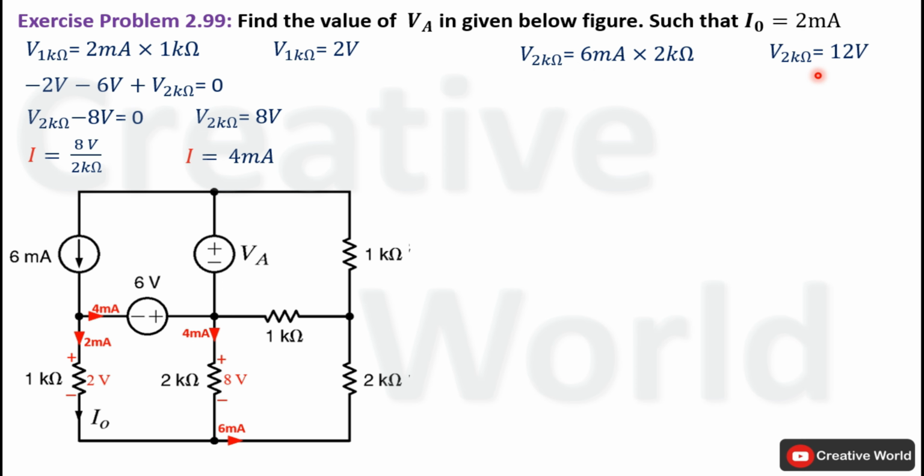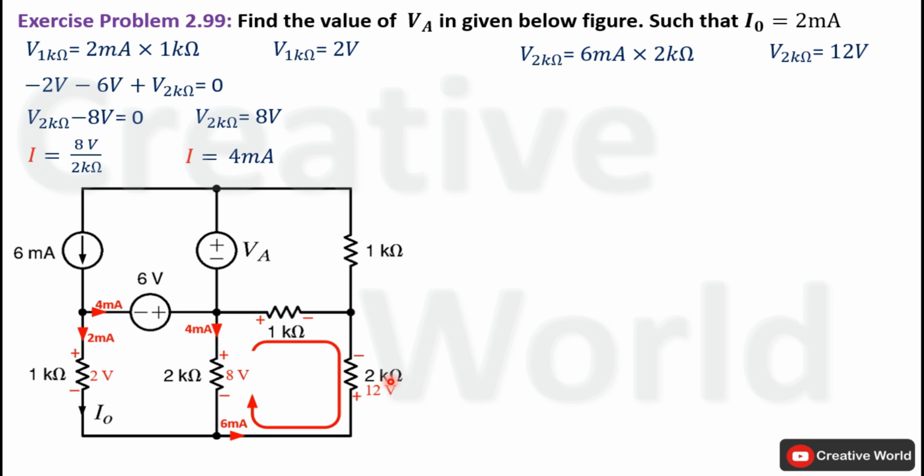Product of 6 milliampere and 2 kilo ohm will become 12 volt, and the polarity of this 12 volt will be positive terminal here and negative terminal here because current is entering from this terminal. Modify the network by indicating voltage across this 2 kilo ohm resistance with their polarity. Now in order to calculate voltage across 1 kilo ohm resistance, we will apply Kirchhoff's voltage law inside this closed loop. For that purpose, I am assuming the direction of current in clockwise direction.